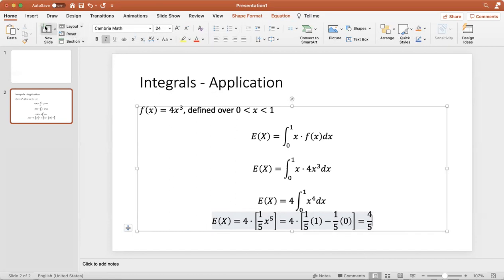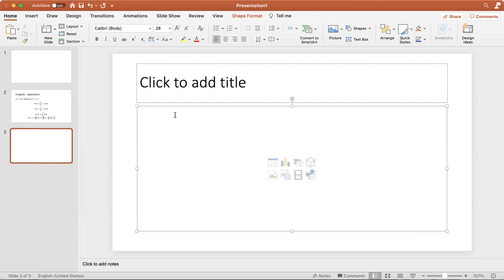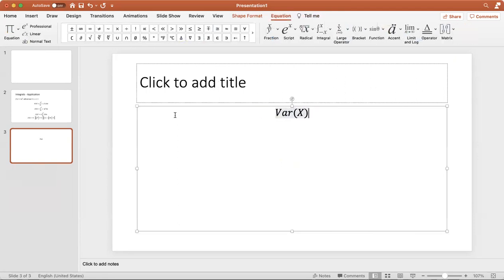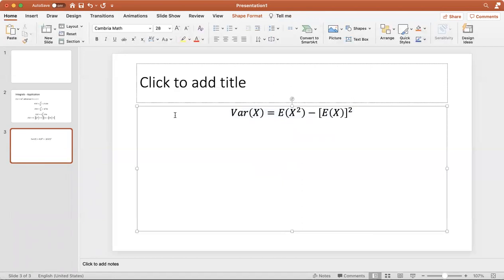So the variance of x is given by this formula. I'm pretty sure you already know this: E of x squared minus the square of E of x. So that's your variance of the random variable. We already know what E of x is, so it's just a matter of plugging it in later on. But we're concerned with E of x squared.